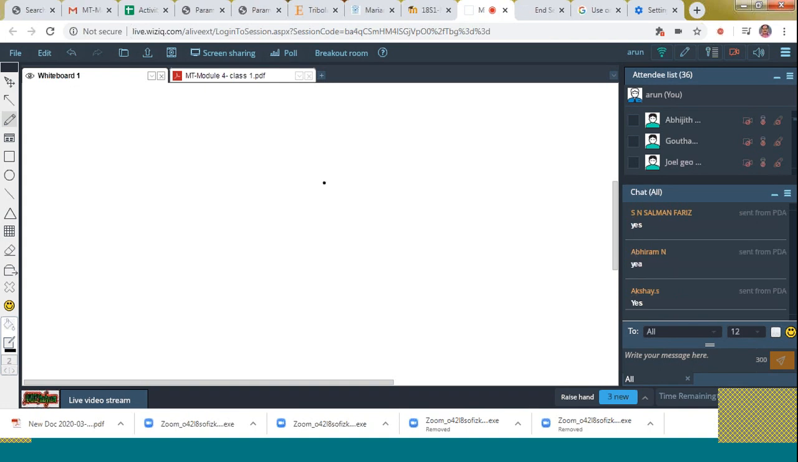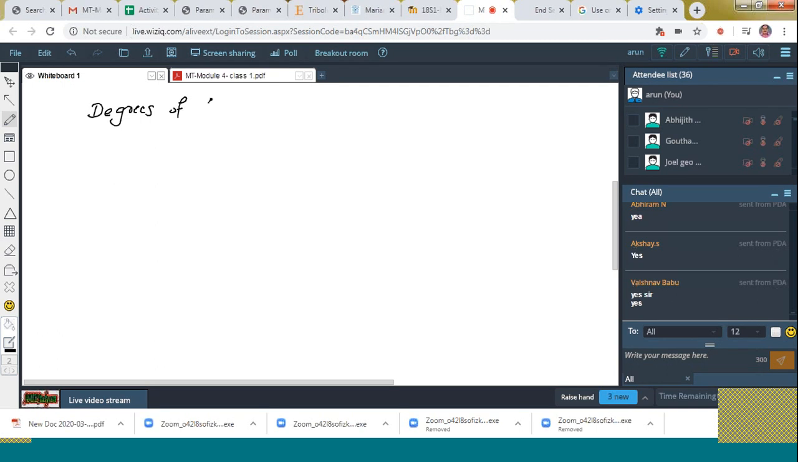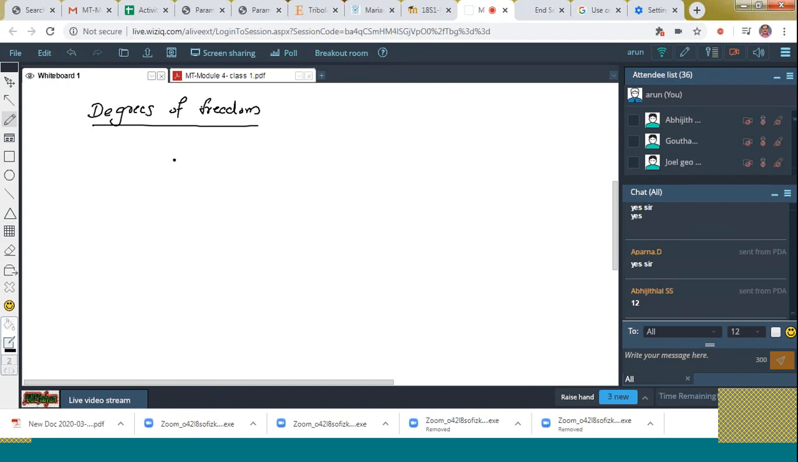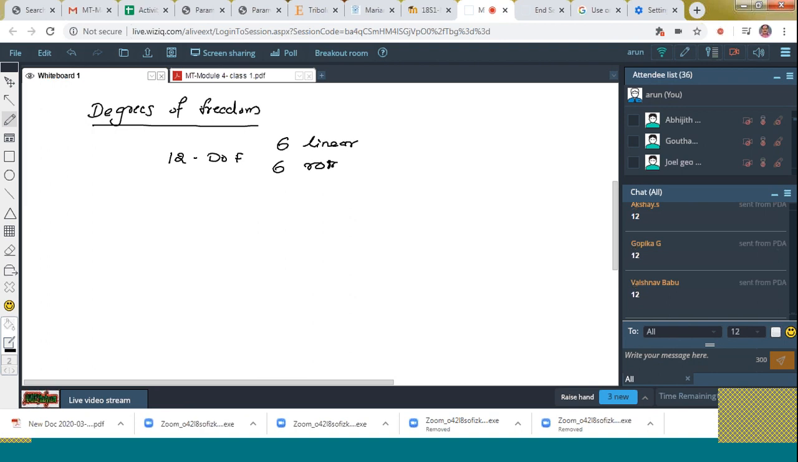Now, let's come to the degrees of freedom. How many degrees of freedom according to our condition? Please help me. Yes, 12 degrees of freedom. What are they? 6 linear and 6 rotary. Am I right? The 6 linear and 6 rotary are there.